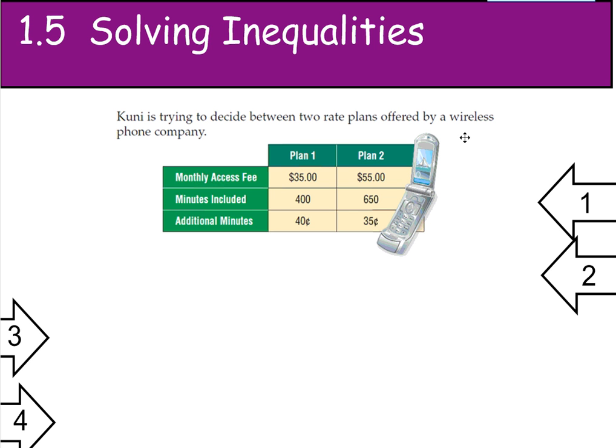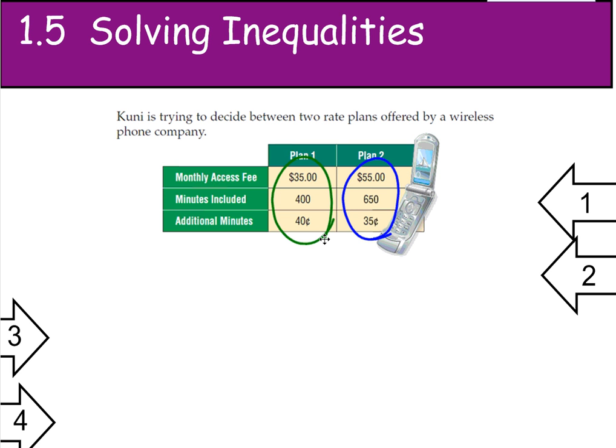Okay, so for Algebra 2, this is 1.5 notes, starting to look at solving inequalities. So if we're looking, Cooney is trying to decide between two rate plans offered by a wireless phone company. So here's plan 1, here's plan 2. A little bit different setup.